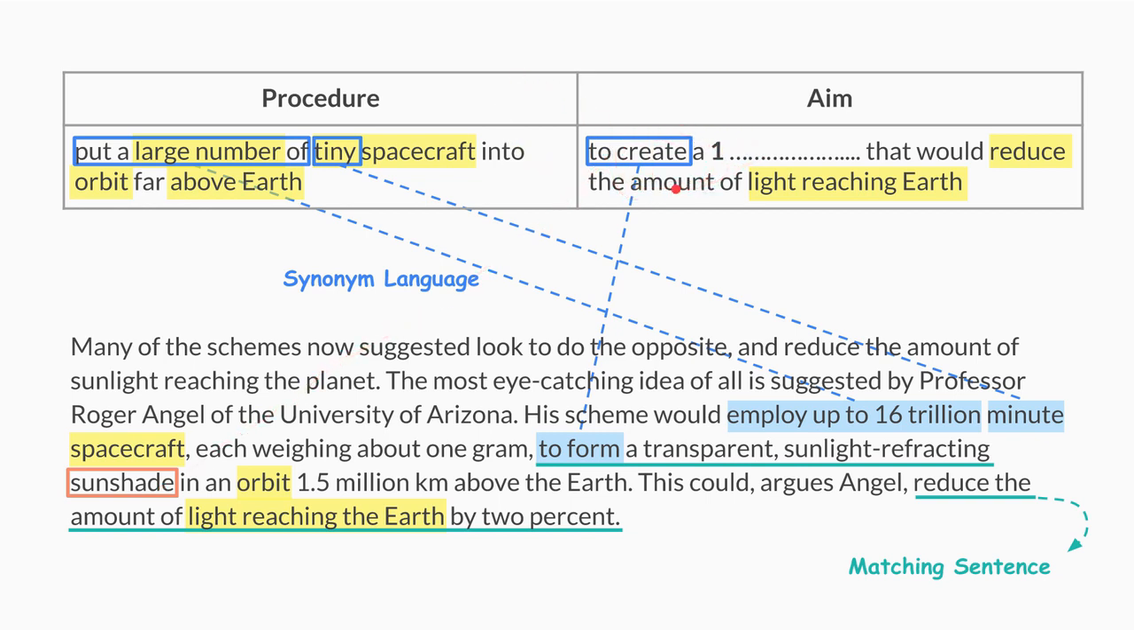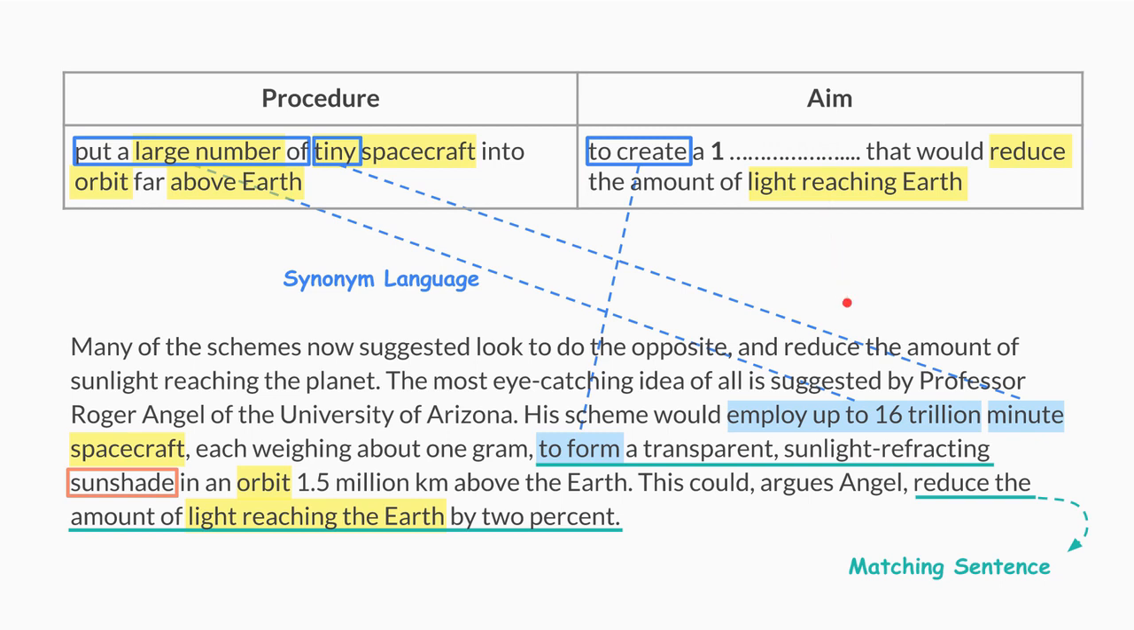So in summary, what you've got to do is locate the keywords in the reading passage, locate the synonym language, figure out what the matching sentence is, and then just go back to your question and make sure that you know what the connecting words are asking you for, and then just find an answer that is going to fit into the blank line like the perfect piece of a jigsaw puzzle.